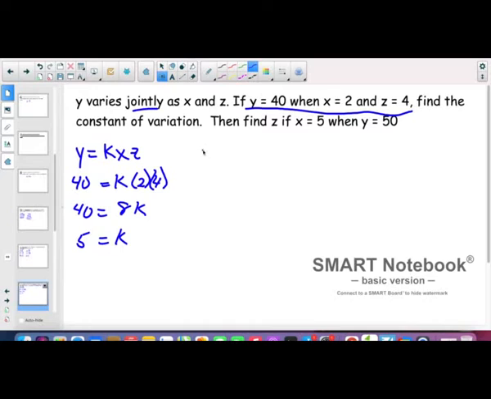I'm then going to set up my function with the k value in there. Y equals 5xz. And for the last part, it says find z if x equals 5 when y equals 50. So I'm just going to sub in again. Y is 50, x is 5. So 50 equals 25z. That means z will equal 2.